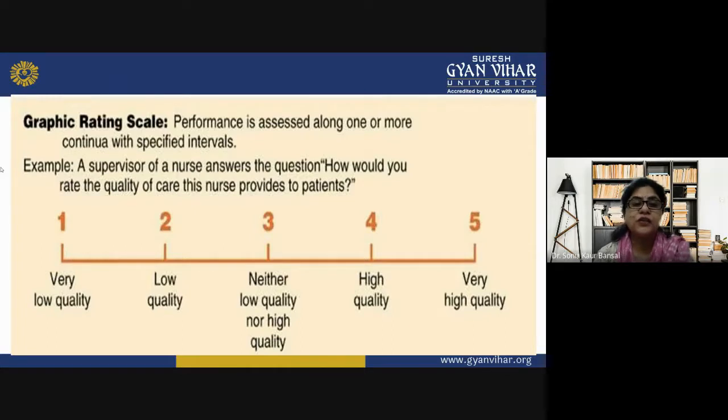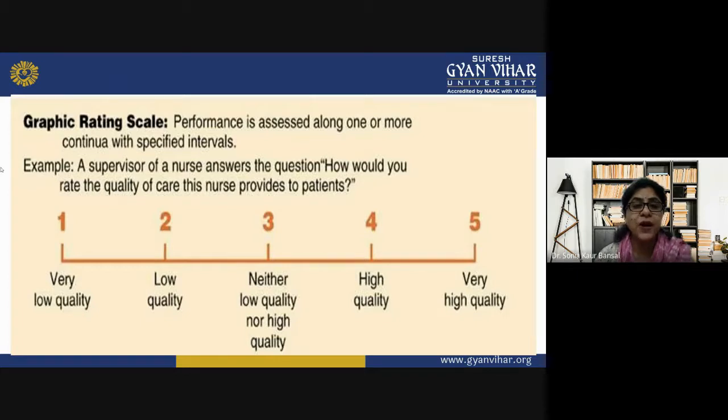For example, a supervisor of a nurse answers the question, how would you rate the quality of care this nurse provides to the patients? See, we have a 5 point rating scale, and in 5 points, we proceed from low quality to high quality. 1 denotes very low quality, and 5 is related to very high quality. Then second is low quality, and third is neither low quality nor high. Fourth, high quality. Fifth, very high quality.